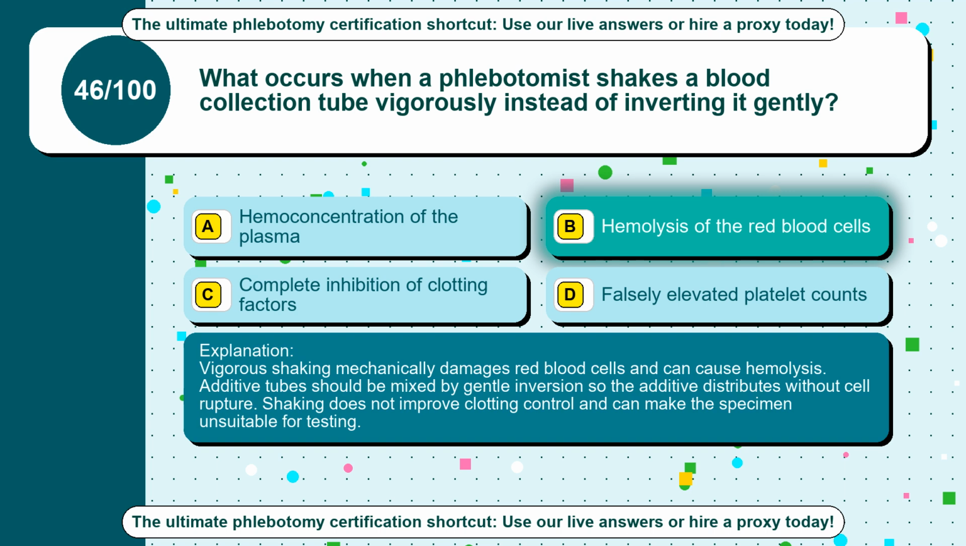Vigorous shaking mechanically damages red blood cells and can cause hemolysis. Additive tubes should be mixed by gentle inversions so the additive distributes without cell rupture. Shaking does not improve clotting control and can make the specimen unsuitable for testing.